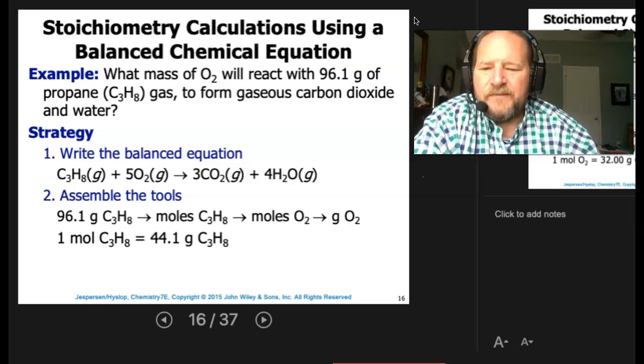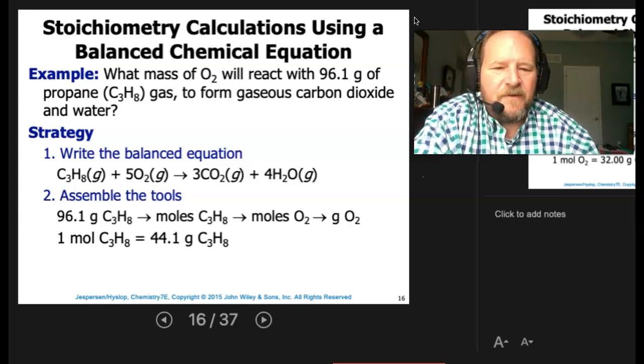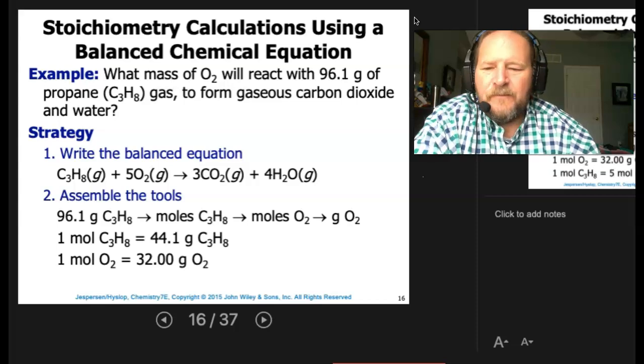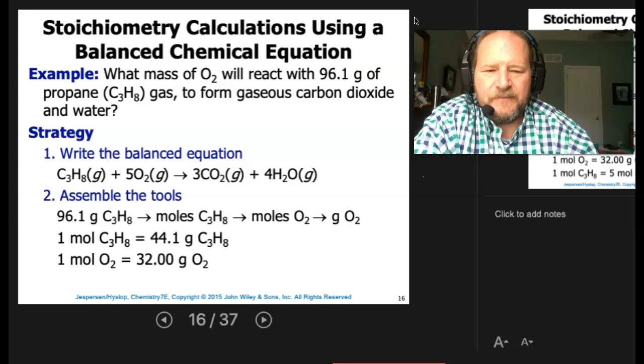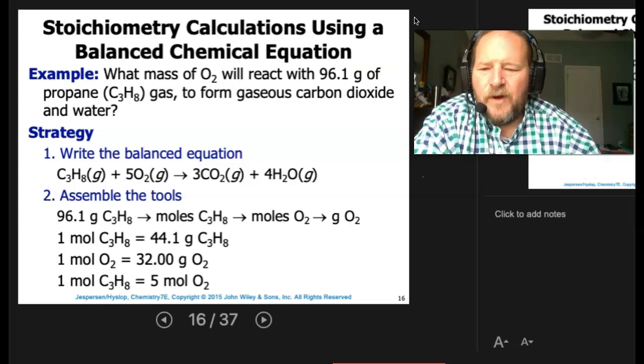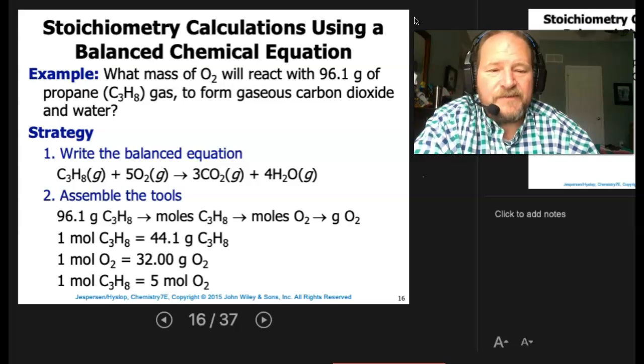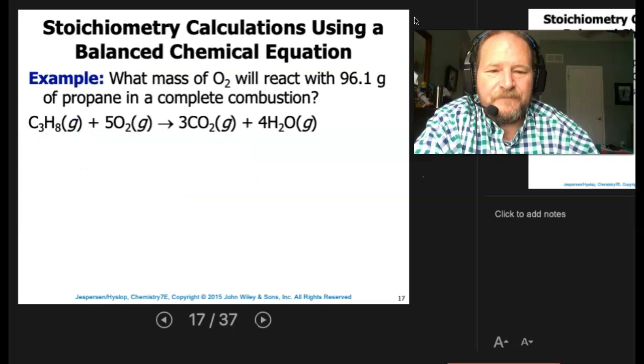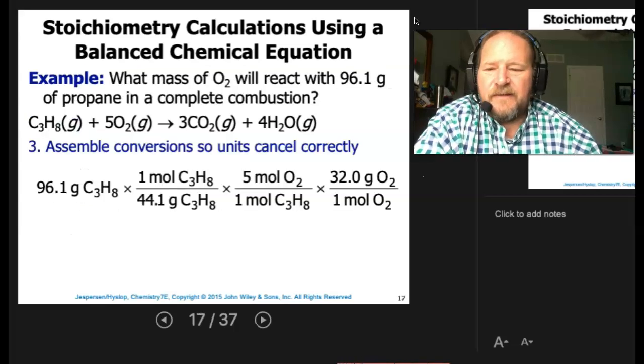So we know that 1 mole of C3H8 is going to be 44.1 grams. Now that's coming from our periodic table. We know that 1 mole of oxygen is equal to 32 grams, also coming from the periodic table. We know that 1 mole of propane will be requiring 5 moles of oxygen for the reaction. And that's again coming from our balanced chemical equation. So let's look at our conversions then.